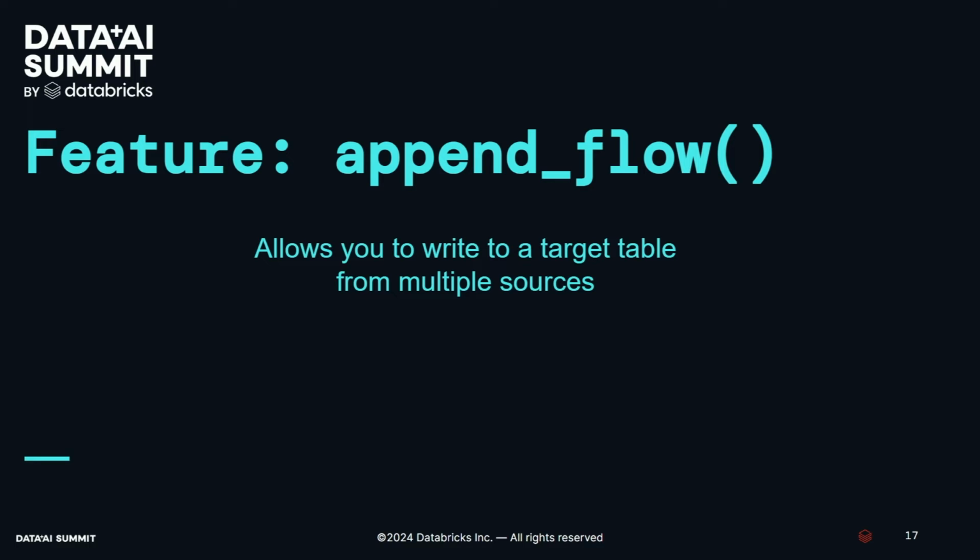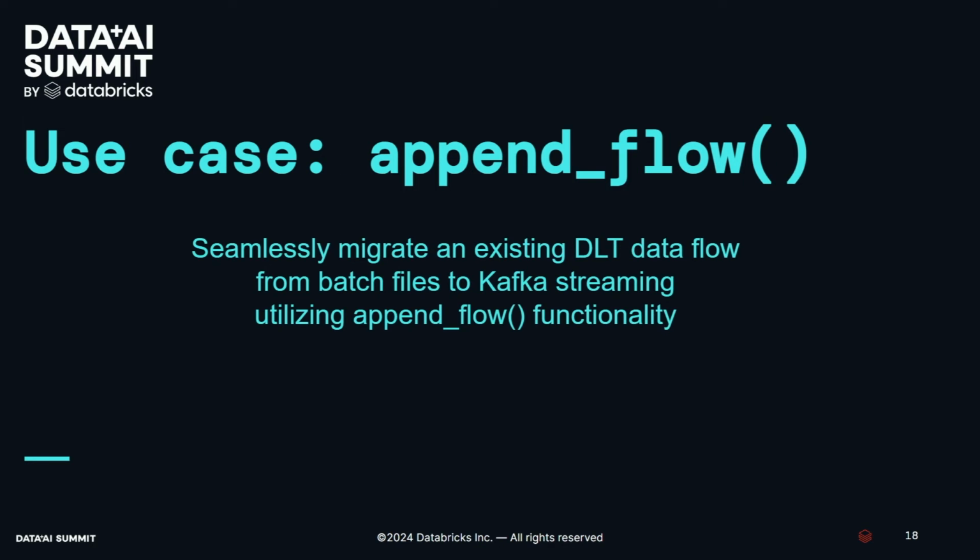So in this next solution we built, we took advantage of the append flow functionality. Append flow is a component you add into your data flow that allows you to have multiple source data sets flowing into the same target table. In our use case, we used it a little differently in that we used it to change our pipeline over from one data source to another data source. We had batch files, JSON files that were loading into this solution, and we wanted to switch to a true streaming source. So this append flow functionality allowed us to do that.